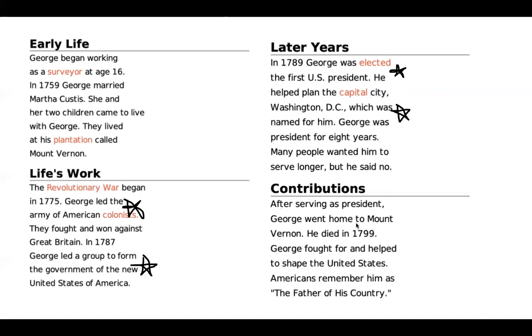Contributions. After serving as president, George went home to Mount Vernon. He died in 1799. George fought for and helped to shape the United States. Definitely takes leadership. Let's annotate that with a star. Americans remember him as the father of his country. Great job. Thanks for annotating the text with me. Let's move on.